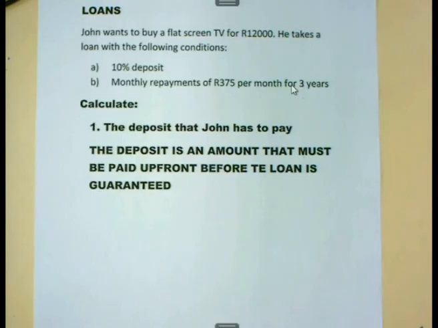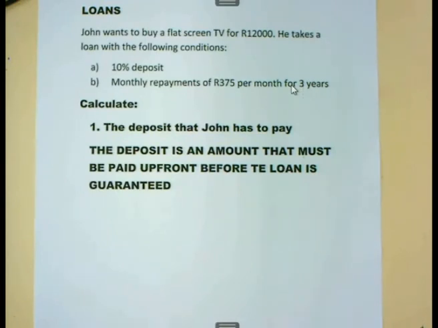In this example that I'm going to do with you, John wants to buy a flat screen TV for 12,000 rand. And he sees that he can take a loan with the following conditions: that he must pay a 10% deposit, and then he must do monthly repayments of 375 rand per month for 3 years. Since 375 rand is not such a lot of money, John decided that he wants to take this loan because he can have this flat screen TV of 12,000 rand immediately as soon as he paid the deposit.